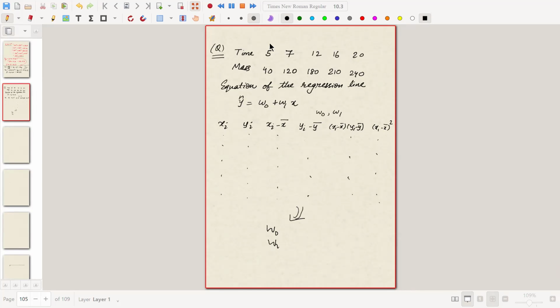So check yourself, check the calculations, and Albin is also right that you will get W naught to be 11.506 and W1 to be 12.208. So the best fit for this line is y cap equals 11.506 plus 12.208x.